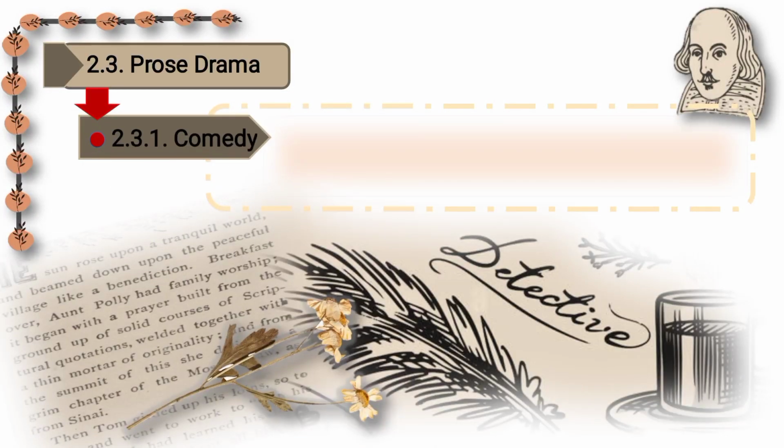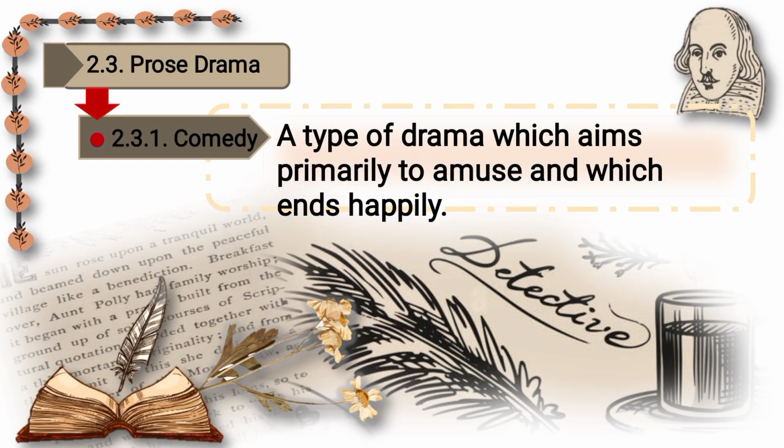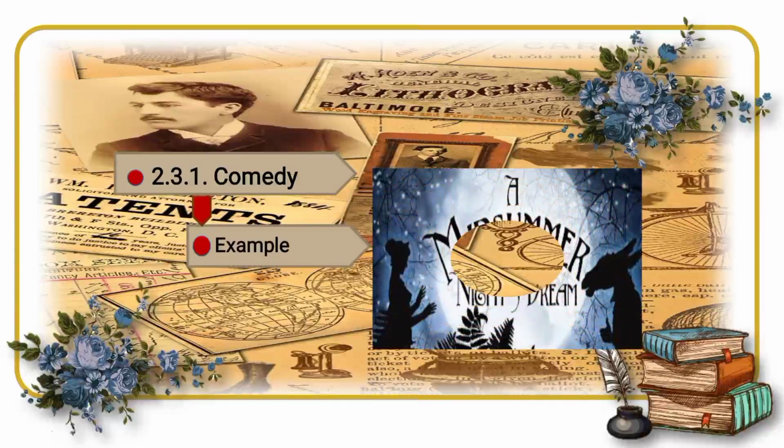Under prose drama is the comedy. It is a type of drama which aims primarily to amuse and which ends happily. It may be satirical in manner that ridicules social follies. Example of this is A Midsummer Night's Dream.